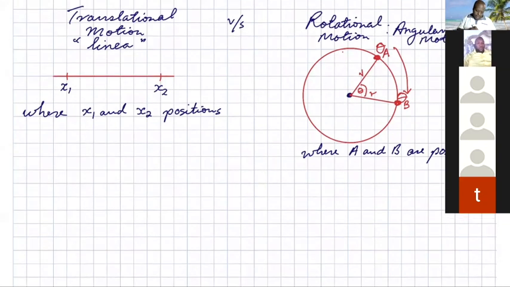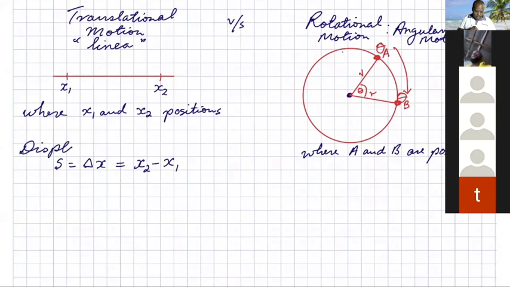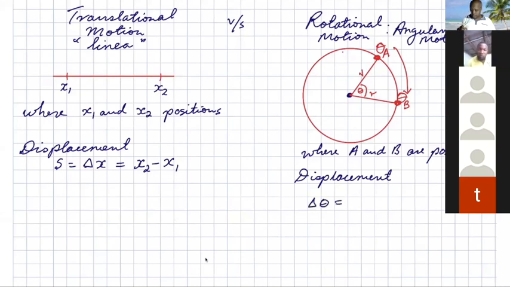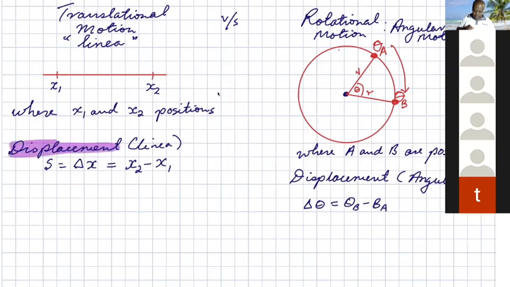We can then say S, which is the displacement, will be the change in x, which you've always written as x2 minus x1. So this is the displacement. Similarly, the displacement on that side will be given by theta B minus theta A. So this is linear displacement, and this is angular displacement. Remember, this is displacement.